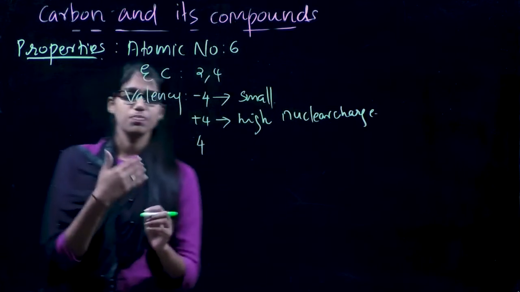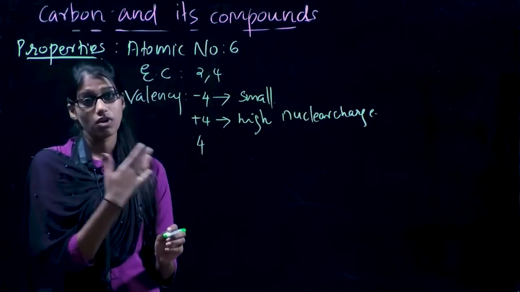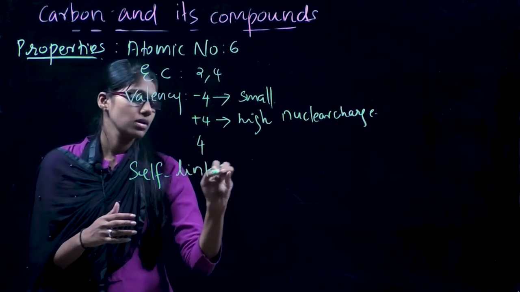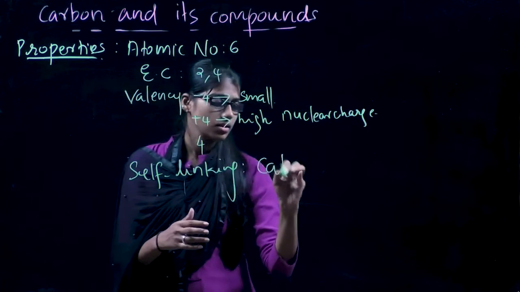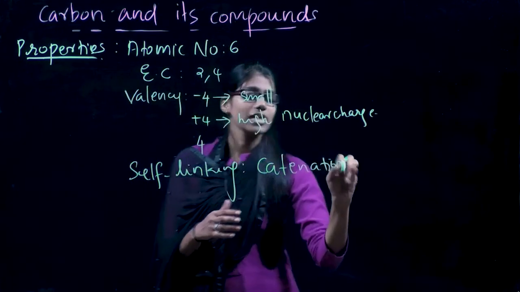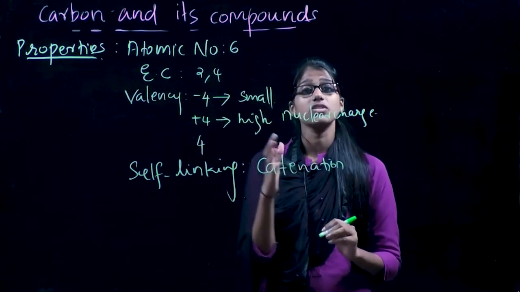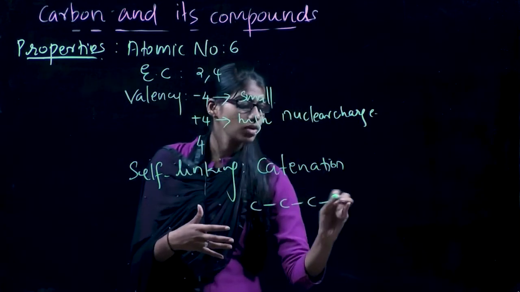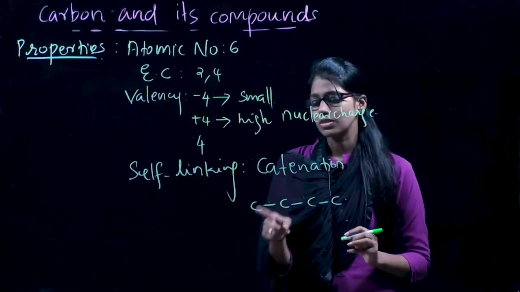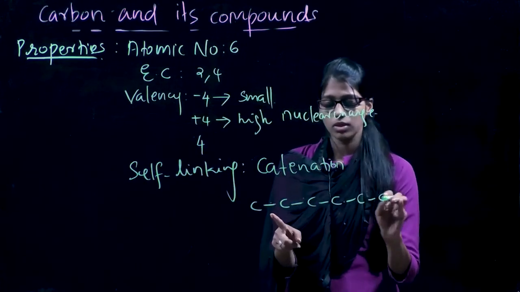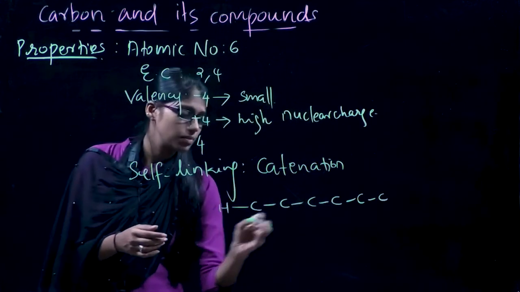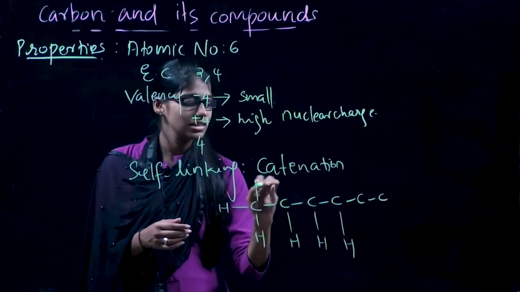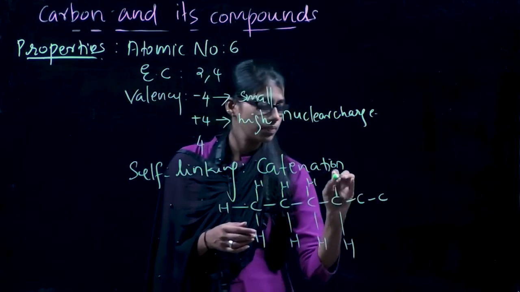One of the most important properties of carbon is its self-linking property, and this is called catenation. Due to the extremely small size and effective nuclear charge present in carbon, they are able to link. So when the individual carbons link, you get a variety of compounds which combine with hydrogen, and these are called hydrocarbons.